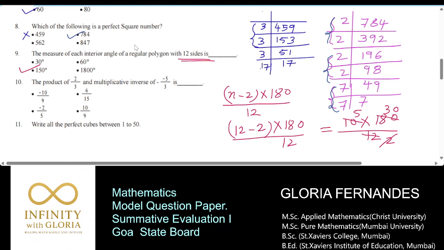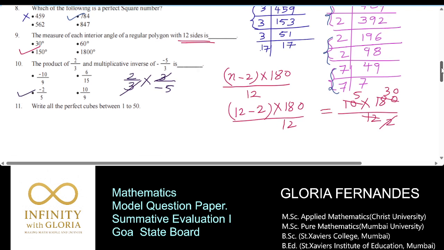So over here the next one is the product of 2 over 3 and the multiplicative inverse. So what will be the multiplicative inverse of negative 5 over 3? That will be 3 over negative 5. So 3 and 3 will get cancelled. So what will remain? 2 upon negative 5, which is same as negative 2 upon 5. All right.